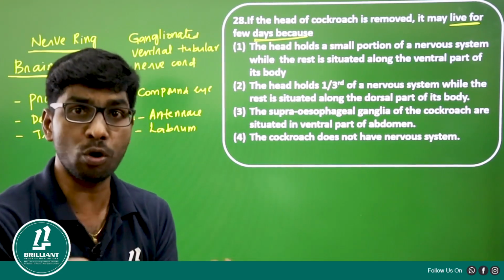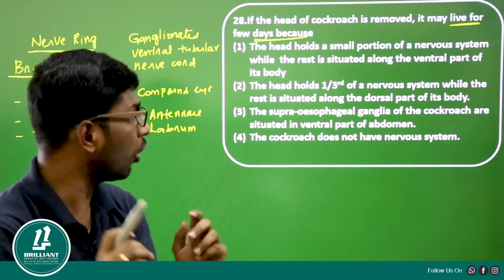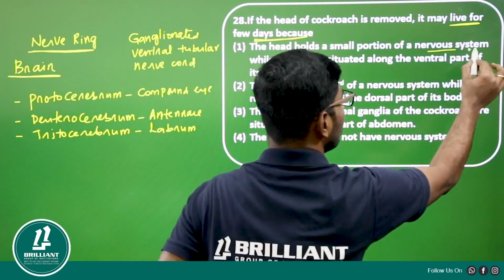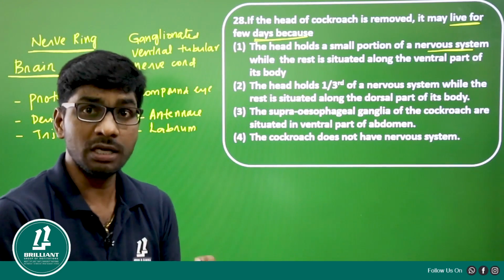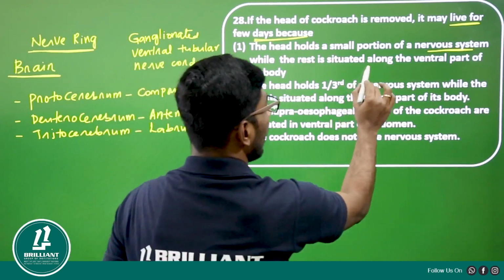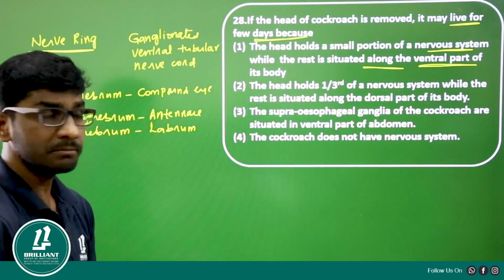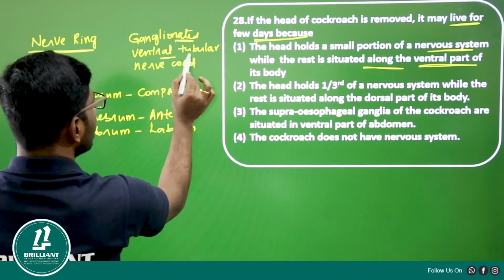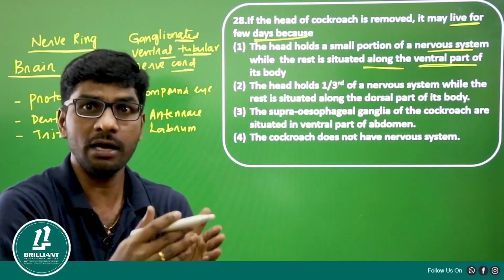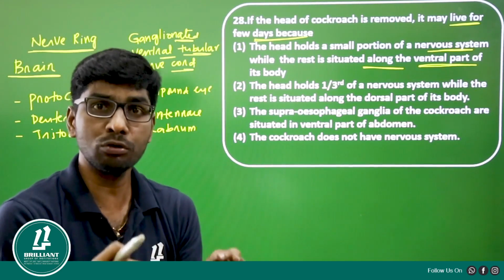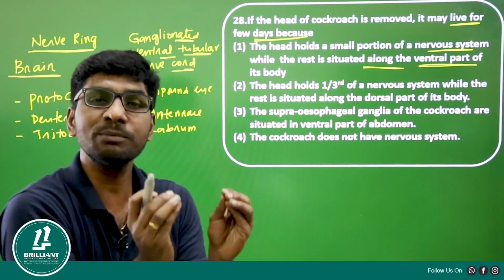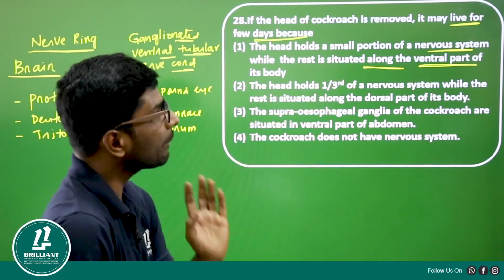So, if you remove the cockroach head, it will live a few days because the head holds a small portion of nervous system. In the head part of a cockroach, it holds a small part of nervous system. Rest is situated along the ventral part. Rest is the ganglionated nerve cord. Ventral tubular nerve cord is present in the ventral side of entire abdomen. So if you remove the head, the cockroach will live for a few days because in the head part, it has a small portion of a nervous system. So it is looking like an appropriate answer.